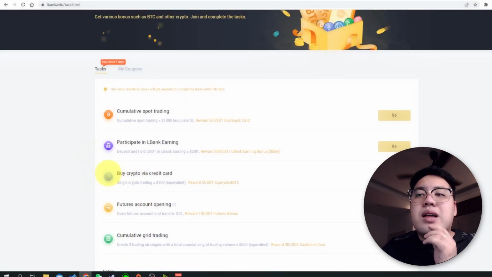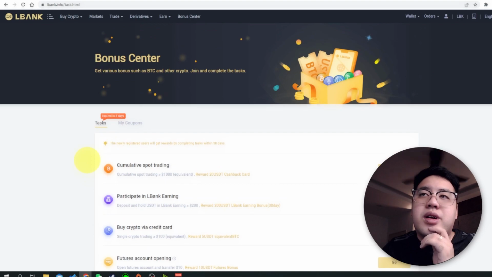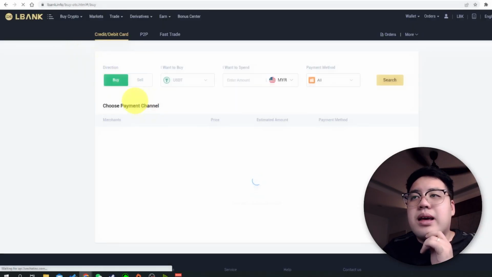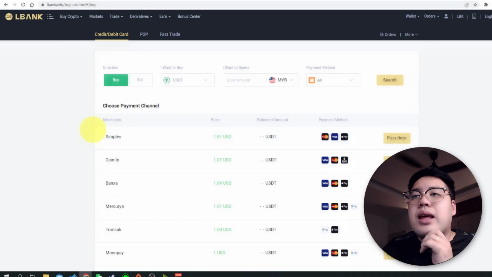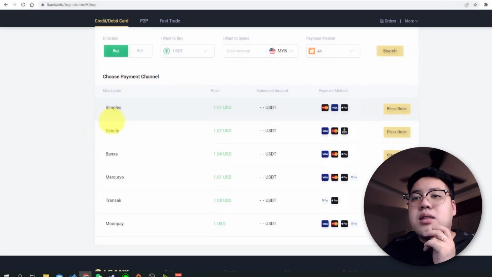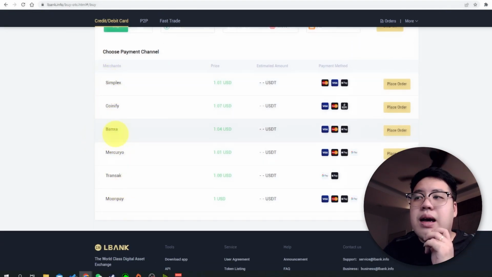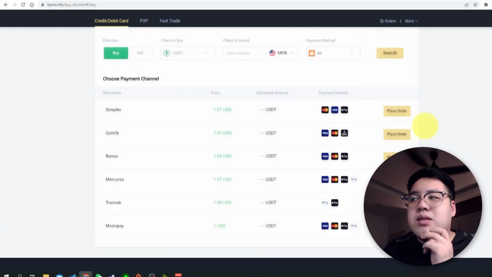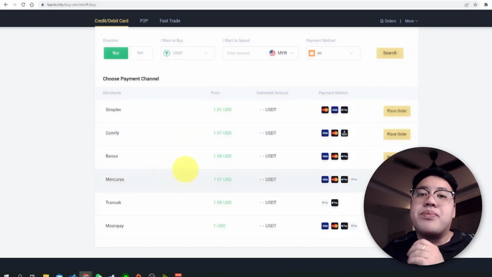For example, if you want to buy crypto via credit card, you can just click this button, Buy with Credit/Debit Card. You will be able to buy cryptocurrency like USDT using these merchants. There are plenty of merchants here. They have their own rates, and you just purchase directly using Visa or MasterCard.